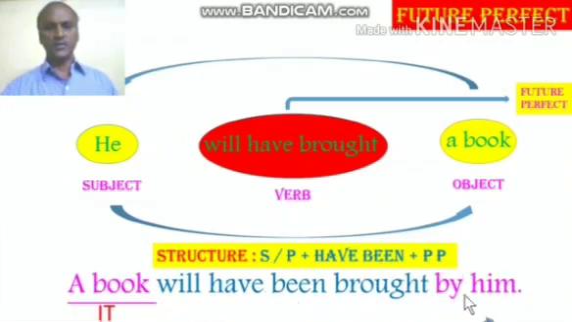Answer is a book will have been brought by him. Since the book is in third person singular it, we have to use will. For third person singular, we have to use will. And as given in the structure, have been, use the same have been. Next, the past participle of the verb brought is brought alone. Hence the answer, a book will have been brought by him.